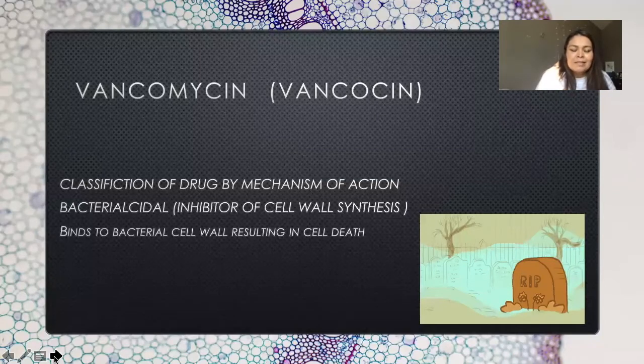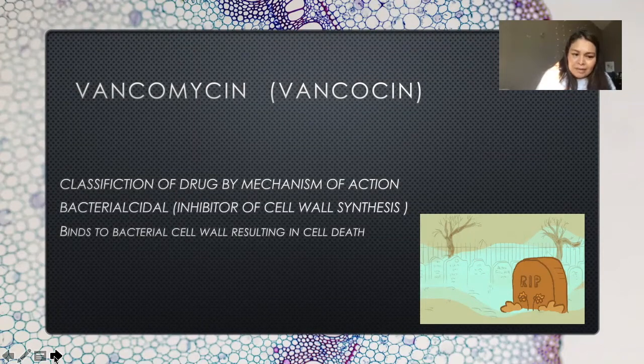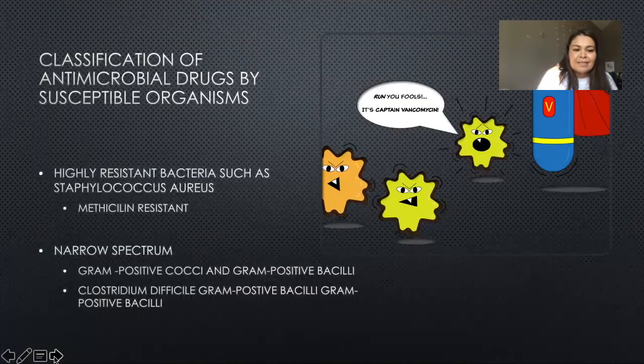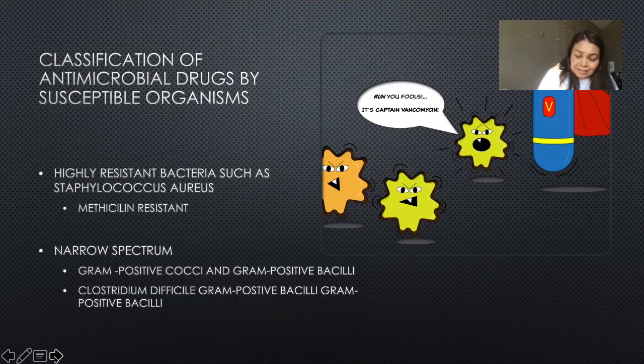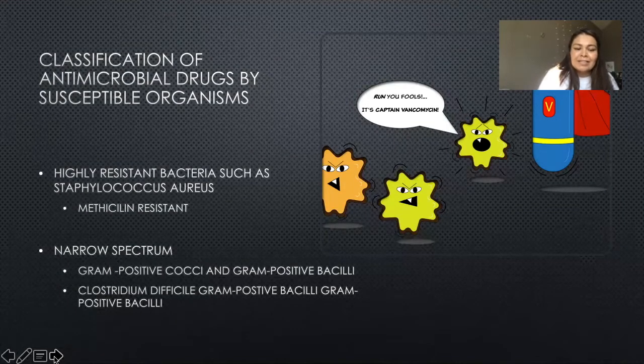Vancomycin's mechanism of action is that it is a bactericidal drug. It is an inhibitor of cell wall synthesis and binds to the bacterial cell wall, resulting in cell death. In the classification of antimicrobial drugs by susceptible organisms, it is effective against highly resistant bacteria such as staph, and is a narrow spectrum drug for gram positives.